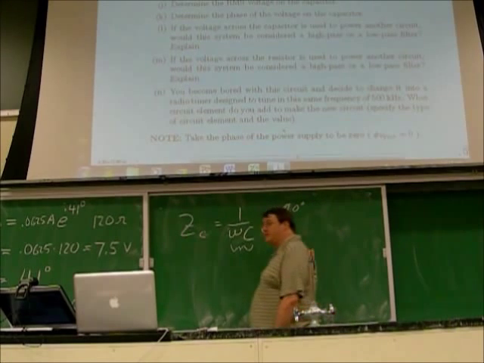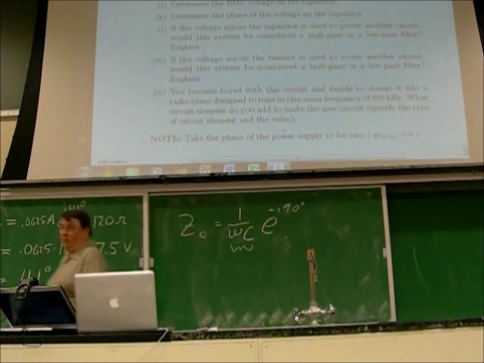Because that other circuit gets the same as the capacitor, in parallel with the capacitor, and those are the low frequencies. If the voltage across the resistor is used to power another circuit, would this system be considered a high-pass or a low-pass filter? High-pass filter, because the capacitor takes all the low and the resistor takes the leftovers. Okay?